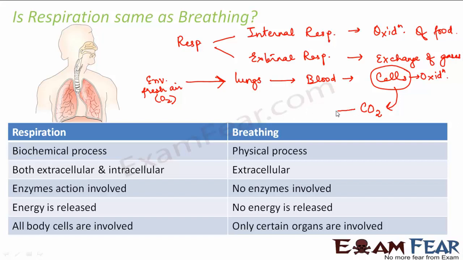This carbon dioxide will then go to the blood. Blood will carry this carbon dioxide back to the lungs. The lungs will again throw this carbon dioxide out through the nostrils when the person exhales. So this carbon dioxide is finally exhaled through the nostrils. So this is the entire process of respiration. We can see that respiration is not just about taking in oxygen and giving out carbon dioxide. It has something more to it.